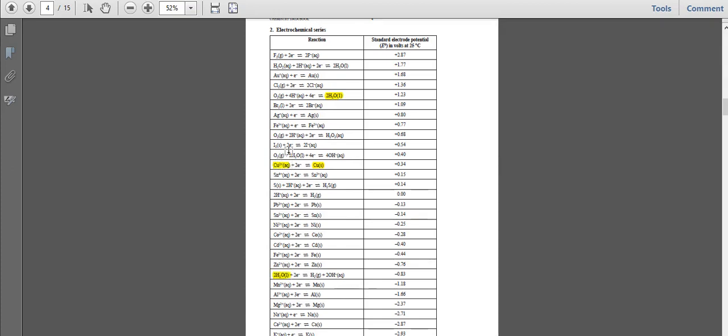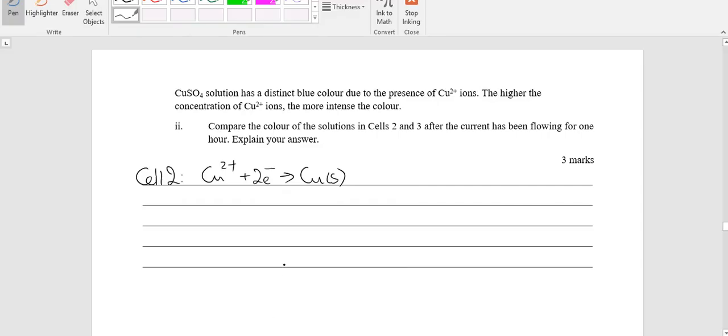So at the cathode, you have copper 2 plus going to copper because copper 2 plus is the strongest oxidizing agent. And at the anode, you also have copper being oxidized to copper 2 plus because it is the strongest reducing agent. So the reaction at the anode is going to be copper going to copper 2 plus and 2 electrons. So copper ions are being consumed at the cathode and produced at the anode at the same rate. So let's just write that down.